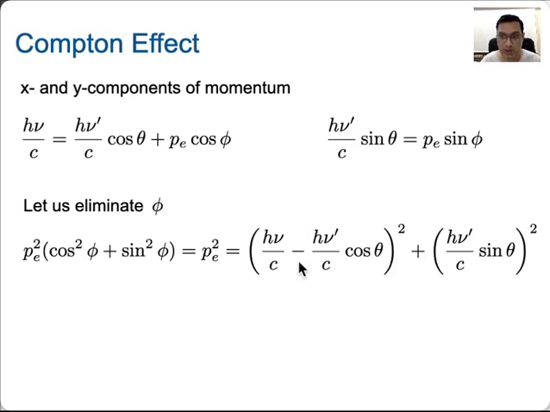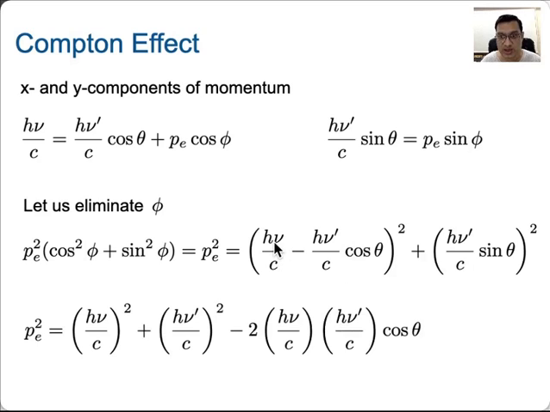Now if you expand this quantity, you will get (h nu by c) whole squared plus (h nu prime divided by c cos theta) whole squared, then minus 2 times h nu by c times h nu prime by c cos theta. And when cos squared theta and sine squared theta are put together, they give you 1, so it will only give (h nu prime by c) whole squared. So that's what you have got. This is the momentum of your electron.